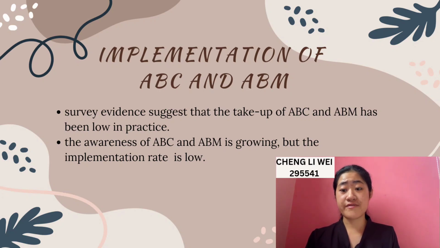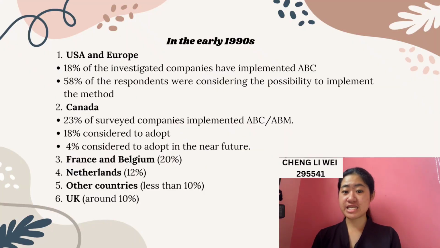However, despite the strong advantages of these techniques, survey evidence suggests that take-up of ABC and ABM has been low in practice. Over the past decade, there has been a growing awareness of ABC and ABM, but the overall rate of implementation has been low. In the early 1990s, the implementation rate of ABC and ABM was low in both the USA and Europe. In 1999, a group found that only 18% of investigated companies had implemented ABC, while 55% of the respondents were considering the possibility of implementing that method.